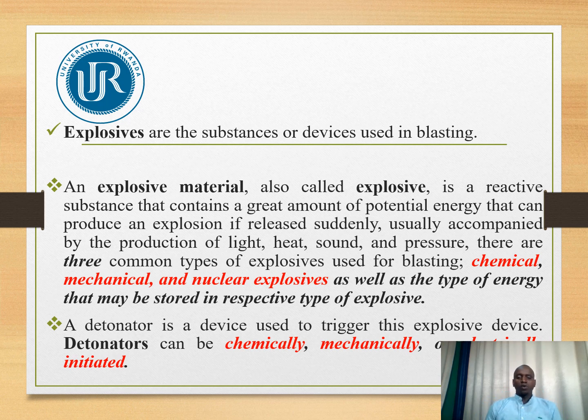An explosive material, also called an explosive, is a chemically reactive substance that contains a good amount of potential energy that can produce an explosion if released suddenly, usually accompanied by the production of light, heat, sound, and pressure. There are three common types of explosive used in blasting. One is chemical, the second is mechanical, and the third is nuclear explosive, according to the type of energy that may be stored in the respective type of explosive.